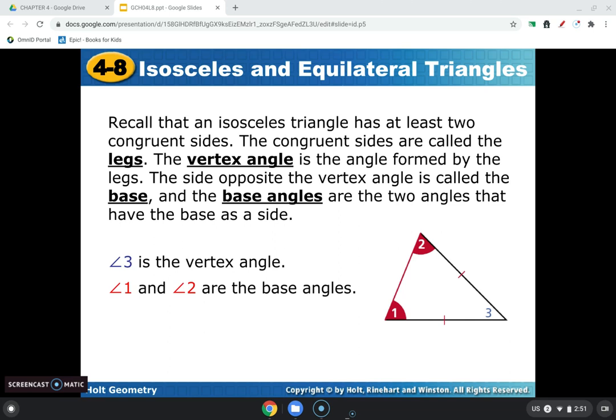Geometry Lesson 4.8, dealing with isosceles and equilateral triangles. Recall that an isosceles triangle has at least two congruent sides. The congruent sides are called the legs. The vertex angle is the angle formed by the legs, so the angle by itself up there, angle 3, would be the vertex angle. And then the base angles are the two angles that are the same in the isosceles triangle, 1 and 2 there.